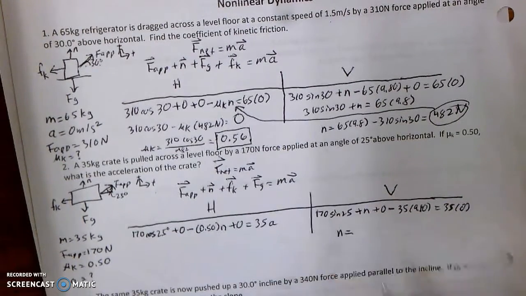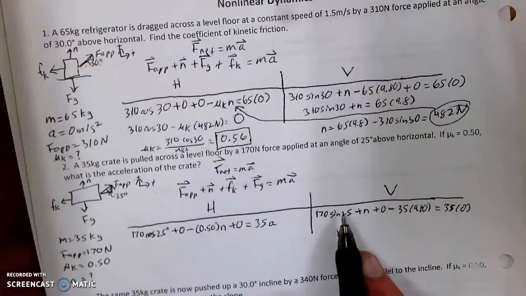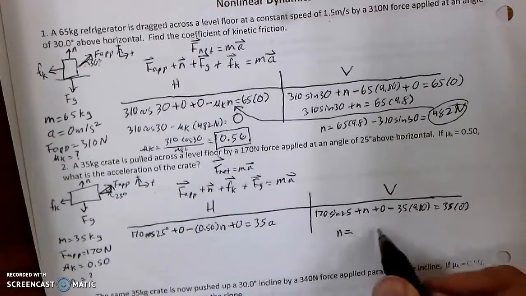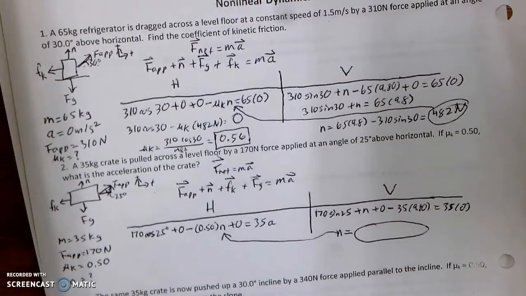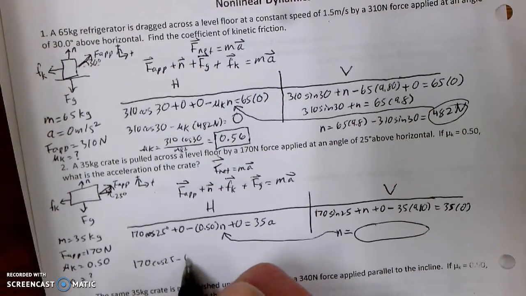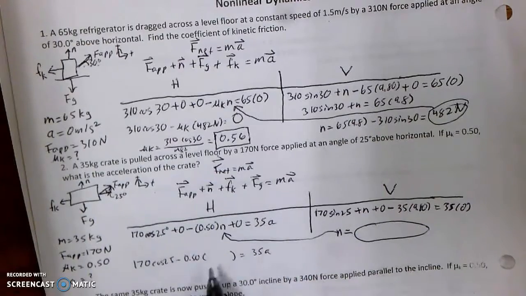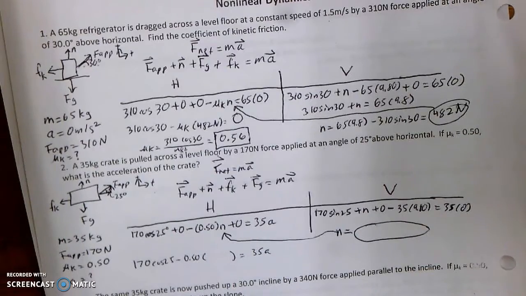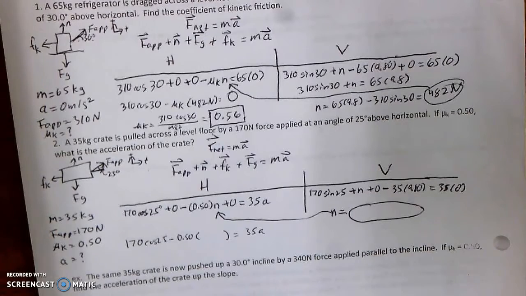Now we're going to solve for the normal force. When you get that answer for that normal force, you'll take this over as a plus and this over as a minus, right? Subtract it, get that normal force. Bring it on over here. Plug it in. We'll get 170 cosine 25 minus 0.50 times that normal force equals 35a. And get the number here. Divide by 35. Get your answer. Check with your group. See if you got the same thing. When you're done with that, you can start on your homework.